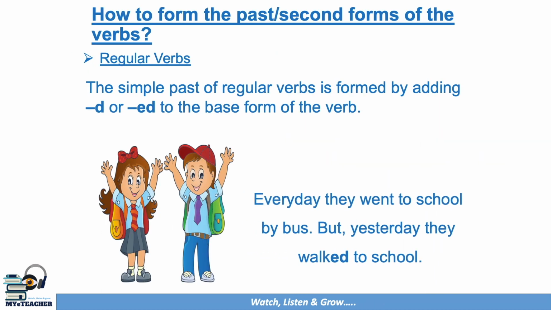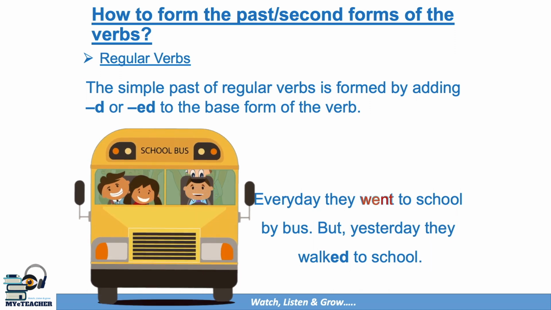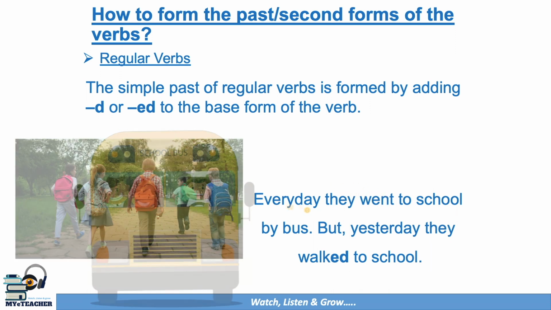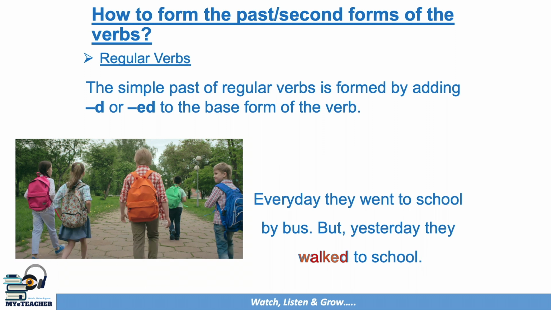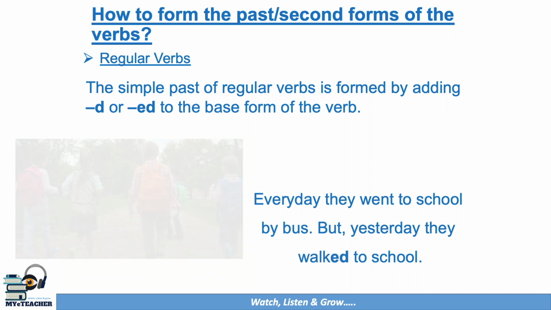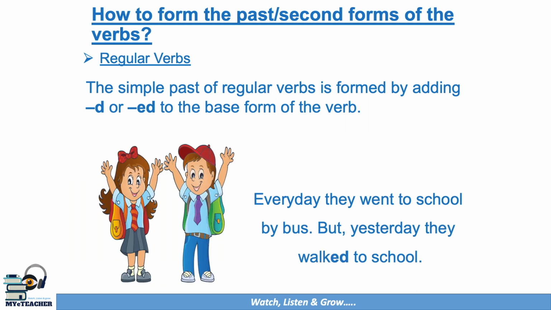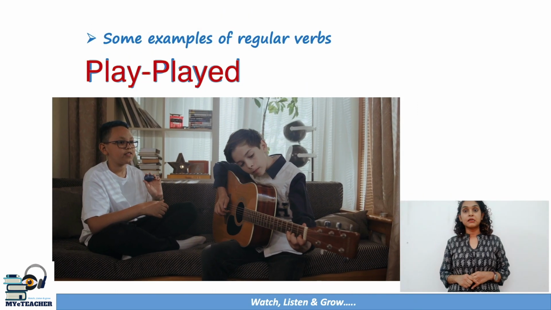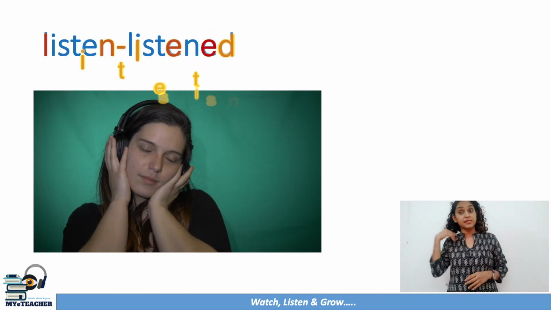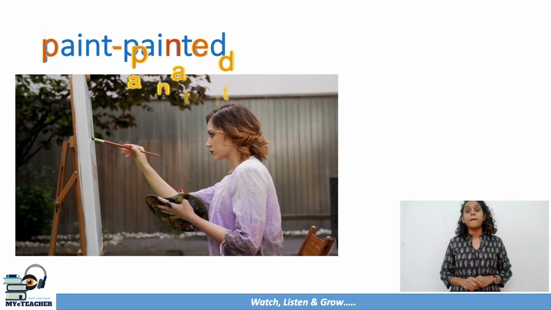Look at this sentence. Every day they went to school by bus, but today they walked to school. So walked is a past form. Some other examples of the past forms of regular verbs are play, played, listen, listened, paint, painted.